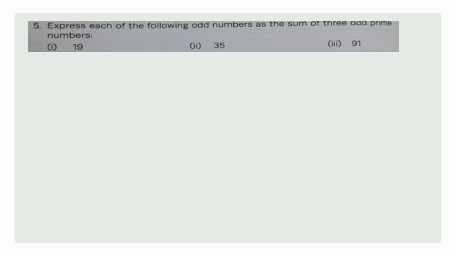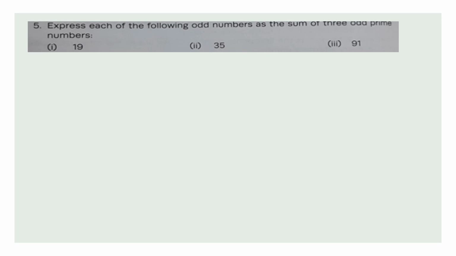Okay, let's look at this question. Question number 5. We have to express each of the following odd numbers as sum of 3 odd prime numbers, right? We have to write it in the form of a sum of 3 odd prime numbers, right? So for this question, we must know all the prime numbers from 1 till 100, right? So in case of 19, what 3 numbers do we add together, and the numbers must be prime, right? What three odd prime numbers do we add together and we get 19?